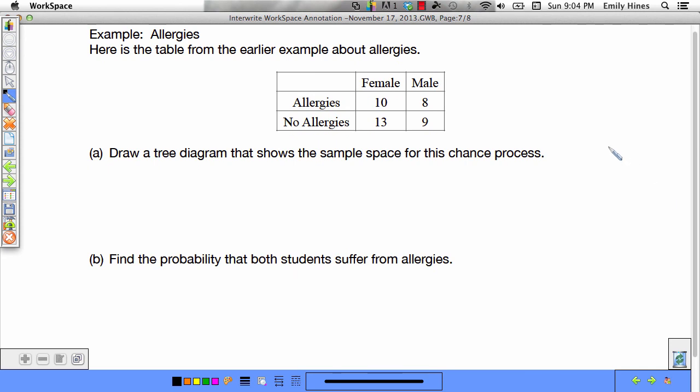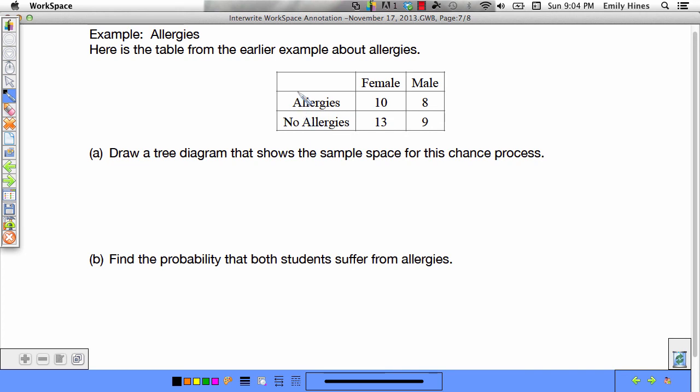Let's look at this table from earlier about allergies. I want to draw a tree diagram that does the same thing that my two-way table did. And that's fine. I can describe things using the two-way table and or a tree diagram, but I want to think about it in a given way. I could either pick allergies or female to go first.